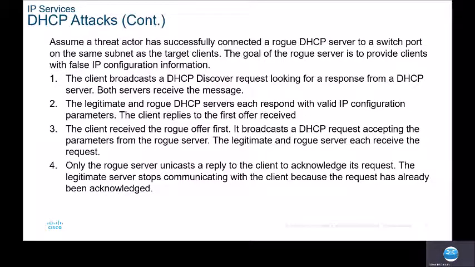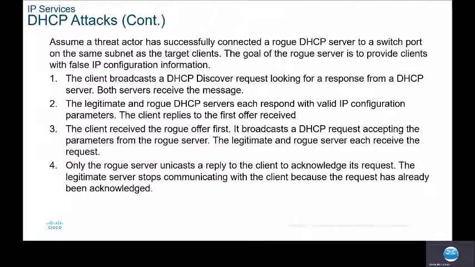So assume a threat actor has successfully connected a rogue DHCP server to a switch port on the same subnet as the target clients. The goal of the rogue server is to provide clients with false IP information. The client broadcasts a DHCP discover request looking for a response from a DHCP server. Both servers receive the message, the valid one and the rogue one. The legitimate and rogue DHCP servers each respond with a valid IP configuration.